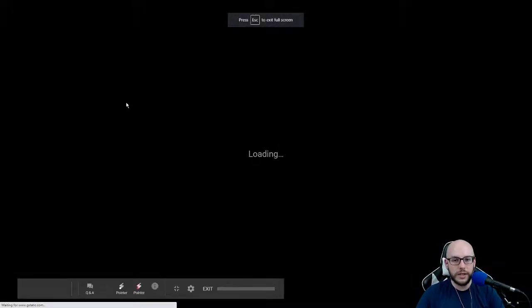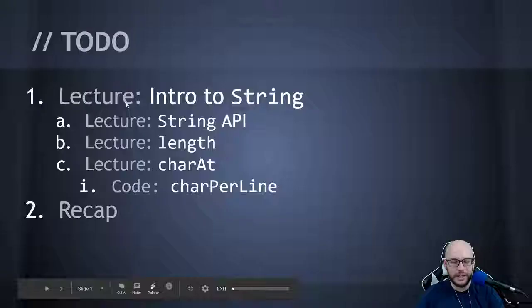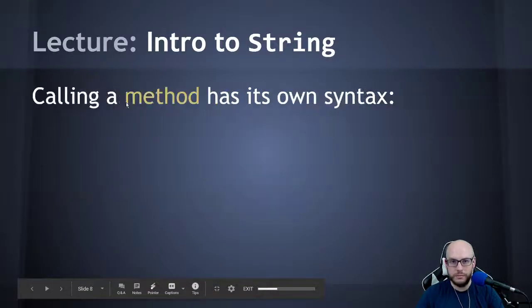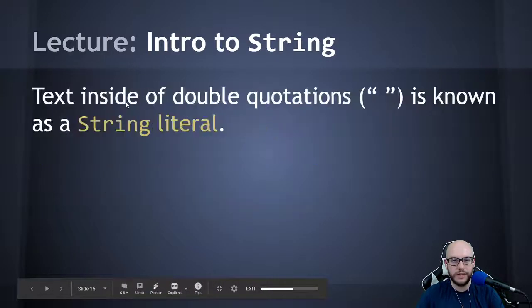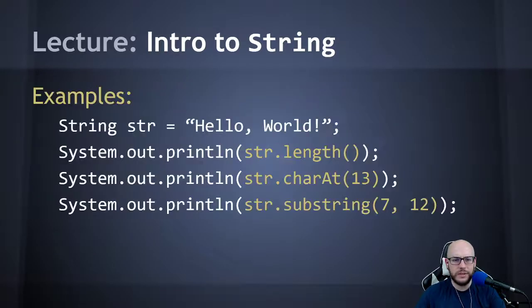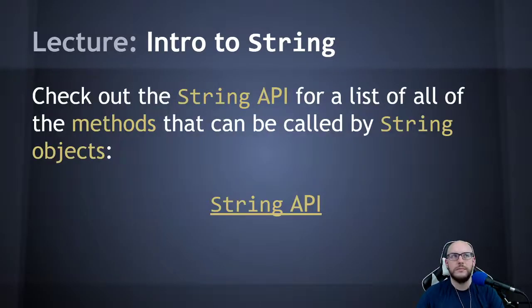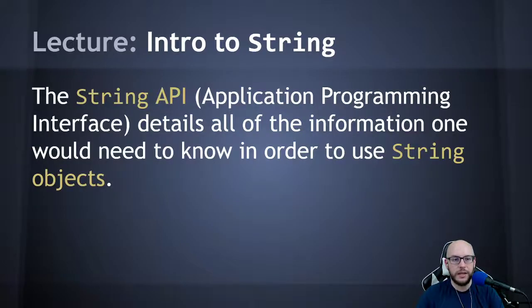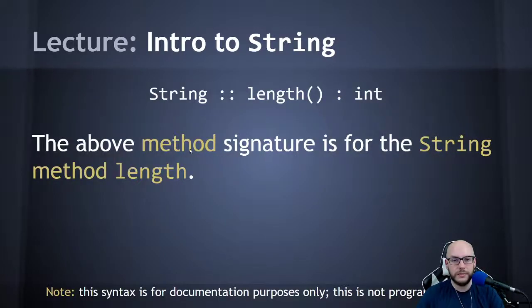So that is the string API. Now, there are APIs that exist for almost every Java class that we'll use, right? Scanner has an API. Random has an API. The math class has an API. API stands for Application Programming Interface. You don't need to know that. It details all the information one would need to know in order to use string objects.